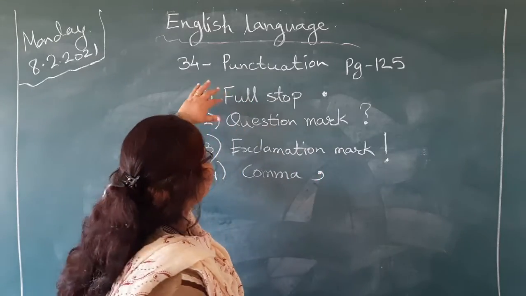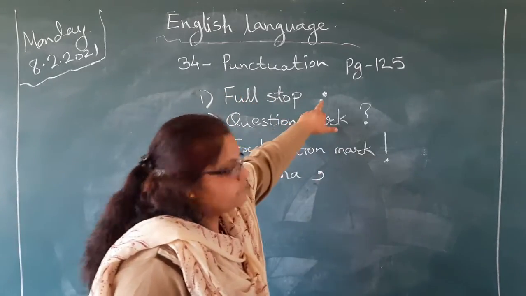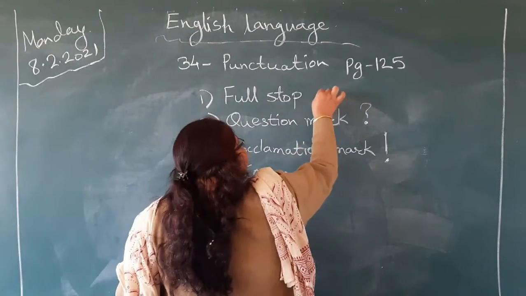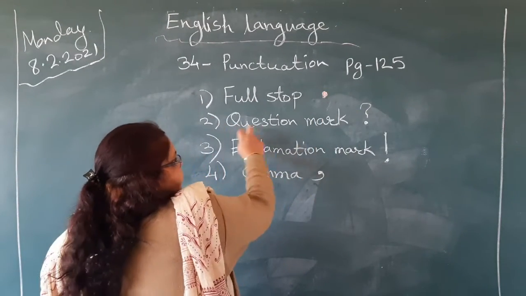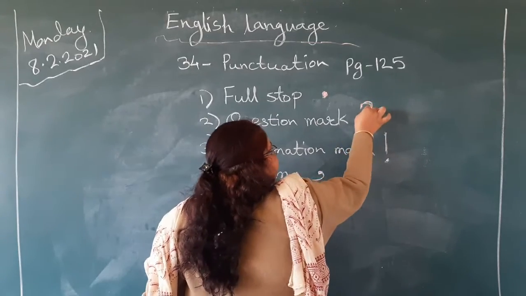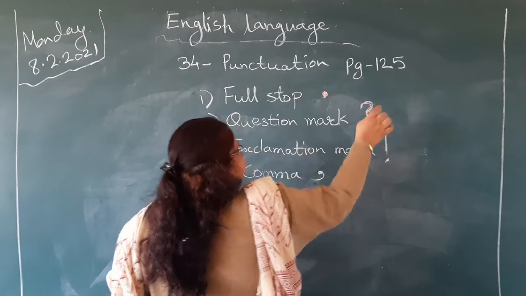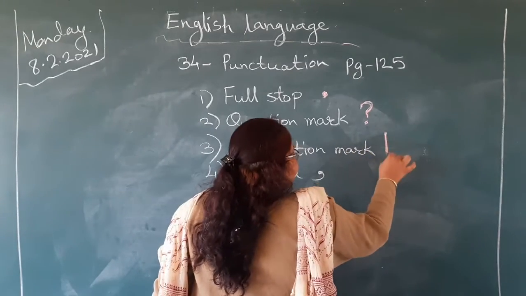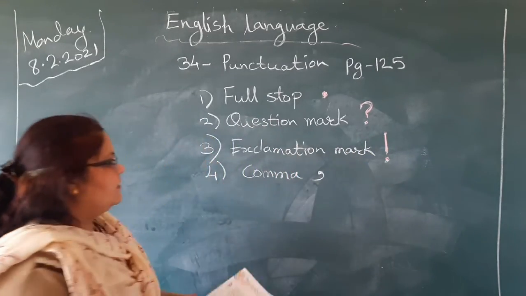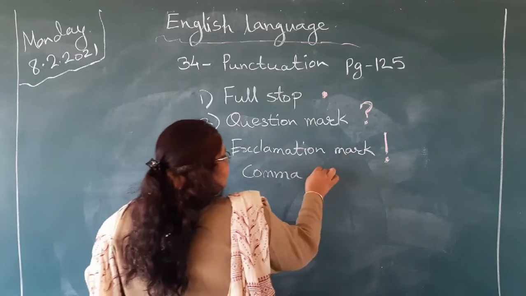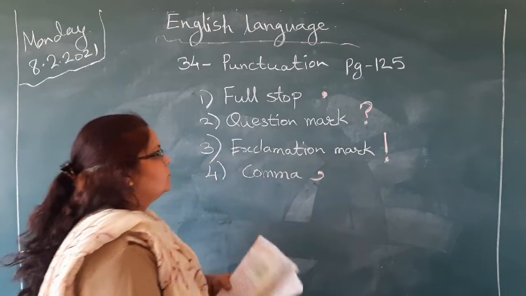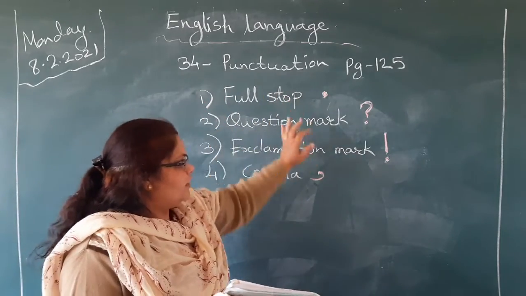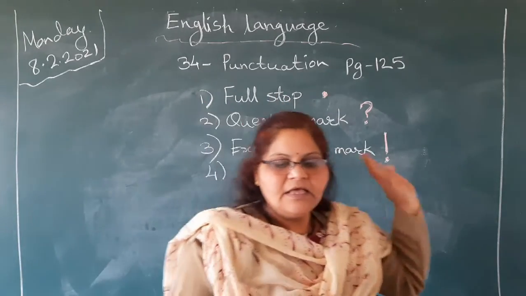So just see, full stop. This is the sign. This will give you a full stop. Second is the question mark. You can see the sign for that over here. Exclamation mark, so put an exclamation sign. And the last, fourth one, is the comma. You have to remember the names that I have told you, and the signs as well.